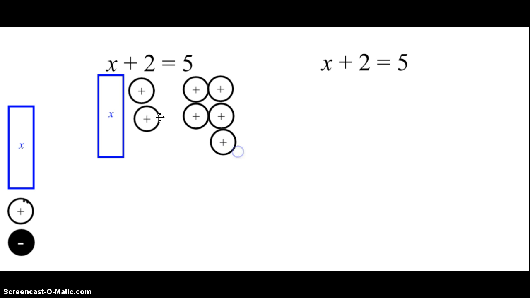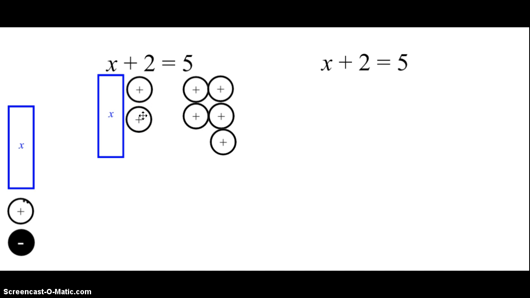So there is my x plus 2 equals 5. If you need to pause the video to catch up with me, do so. So now here's what you have to think about. If I want to undo these positive 2 counters because I need to get the x by itself, I want to remove these 2 counters.